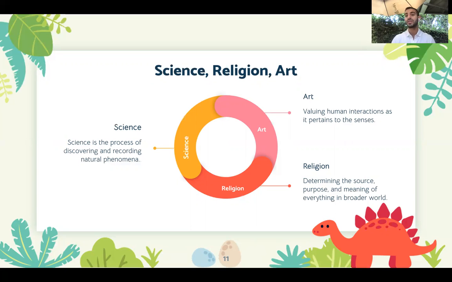Whereas art is valuing human interactions as it pertains to the senses. So we look at a painting, we write something down, or we draw something, and that's still giving us some kind of emotional reaction, but it really pertains to the senses. And religion, like all three of these, is determining some kind of source and purpose and meaning. But religion is really specific when it's the meaning of everything in the broader world. So they're all intertwinable, and it's really important that we're able to talk about these in a professional way and see them as different branches of academia that might relate in some way.